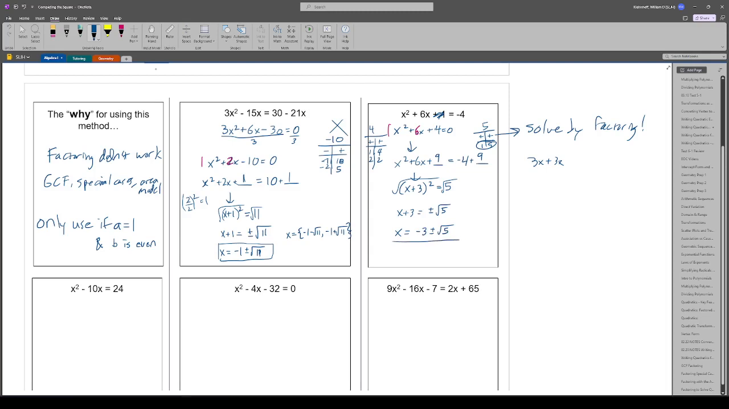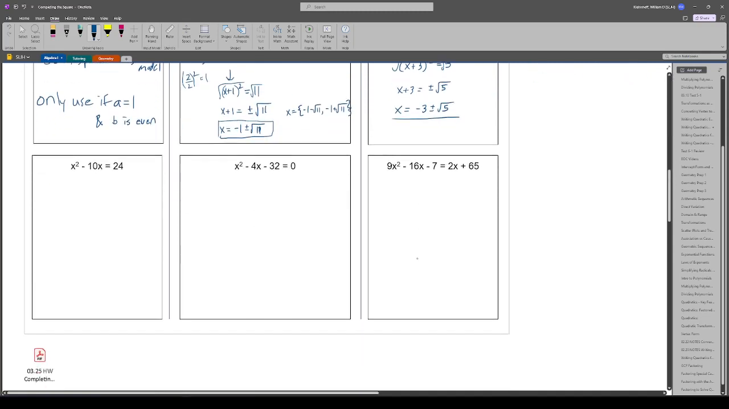Remember that if the square root of 5 turned out to be a fraction or a whole number, you would need to actually get 2 different solutions and not leave it in a plus-minus version like this. All right, there's 3 more of these. Let's see which ones are factorable really quick.